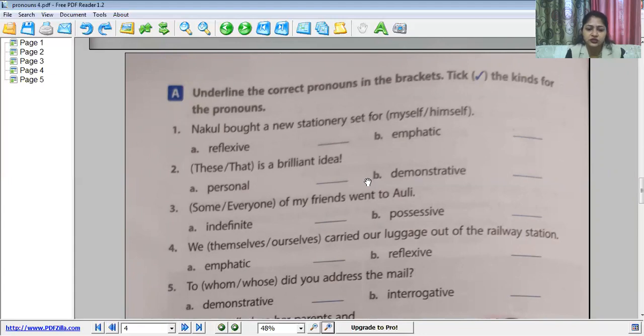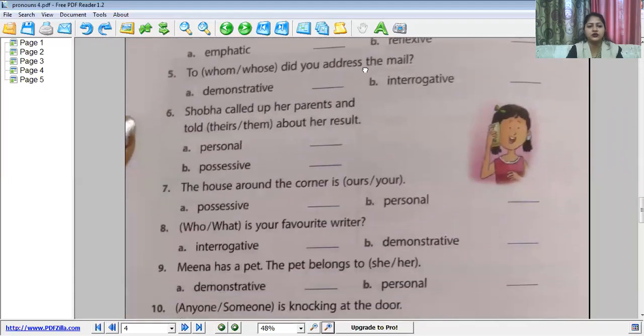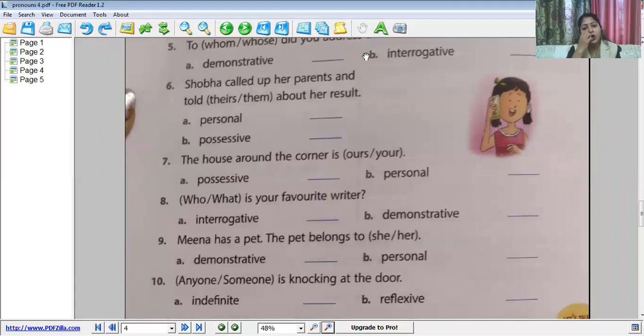To dash did you address the mail? To whom did you address the mail? Now it's asking a question, so it is an interrogative pronoun. Let's move on to do the next. Shobha called up her parents and told them about her result. So them is personal. The house around the corner is ours. So that is possessive. Ours is possessive.